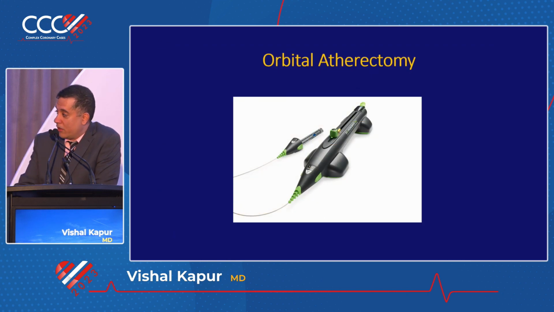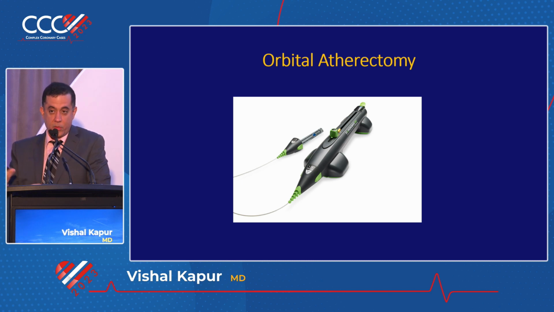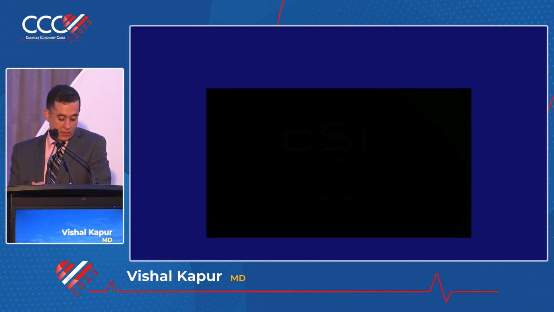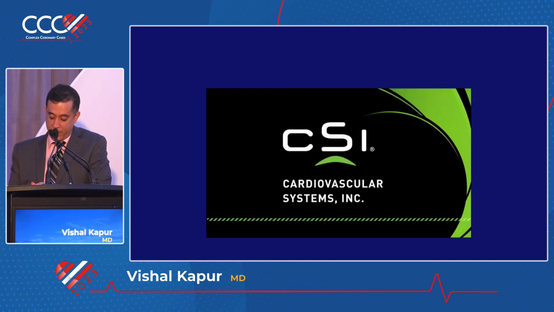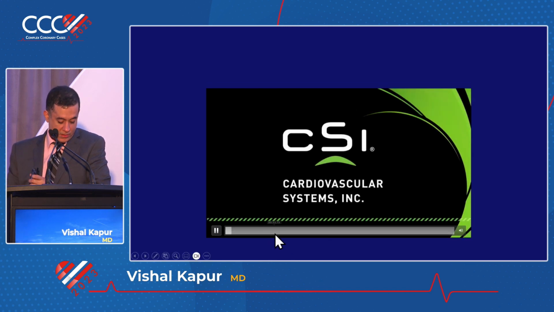The other device to look at is what we call orbital atherectomy, which is mainly by CSI, Diamondback, and now CSI has been taken over by Abbott, so hopefully it'll become Abbott down the lane. But this device, essentially what we are talking about is, I'll let it play faster if it can. Hold on, let me see.